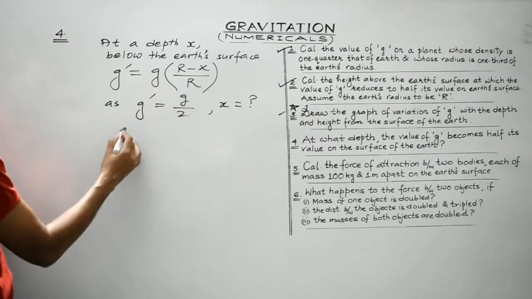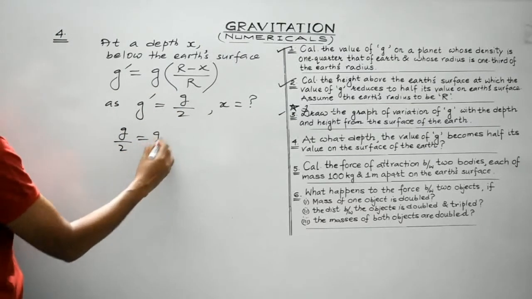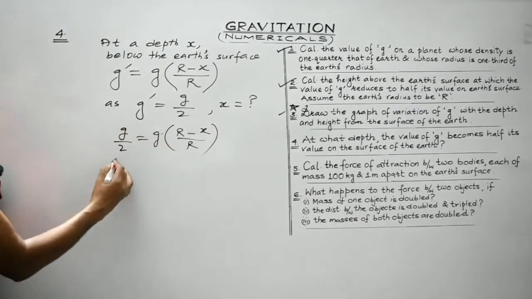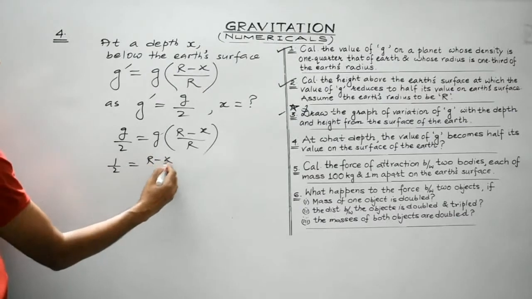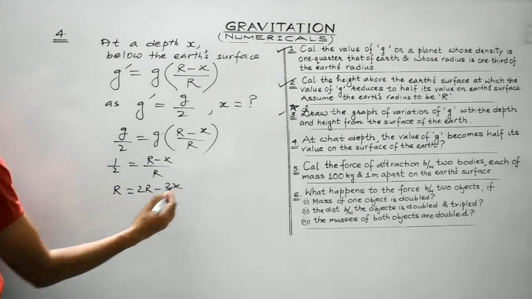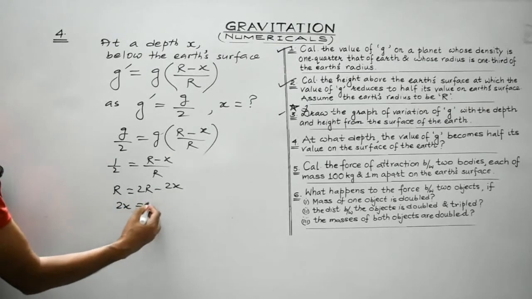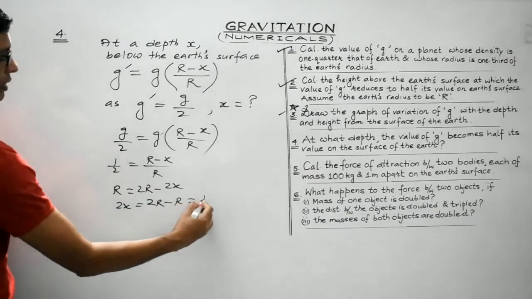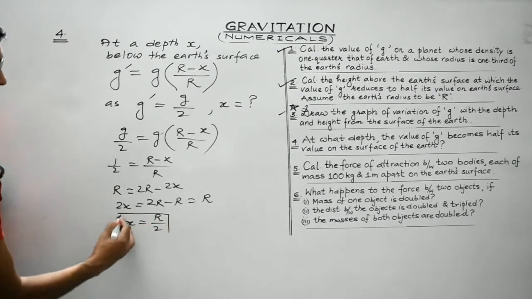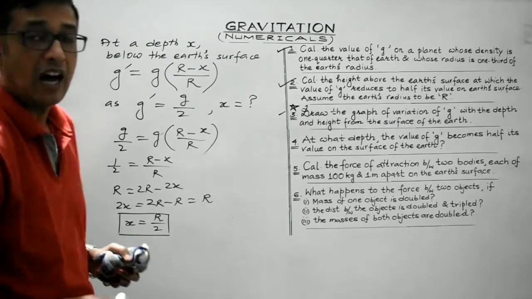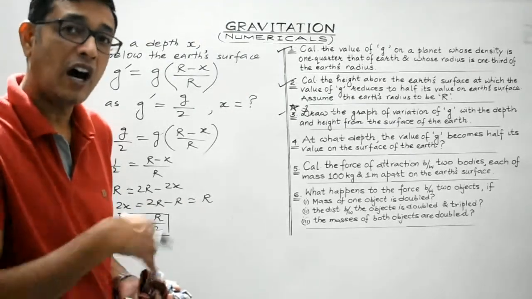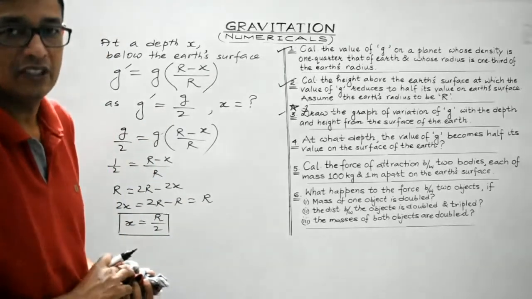g' is g/2, which equals g(R - x)/R. So g gets cancelled. So half is equal to (R - x)/R. So cross multiplication we get 2x is equal to 2R minus R is equal to R, or x is equal to R/2. So at a depth which is half the Earth's radius, the value of acceleration due to gravity would be equal to half its value on the Earth's surface.